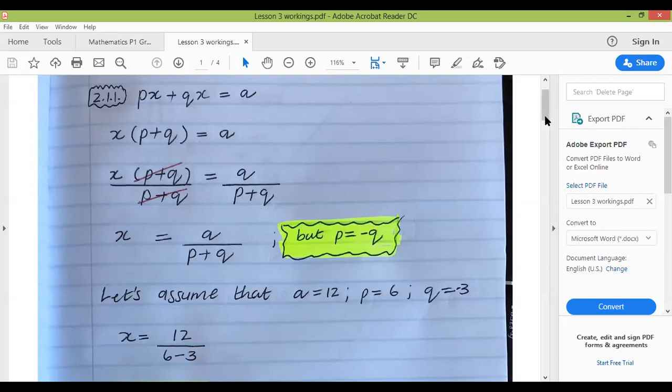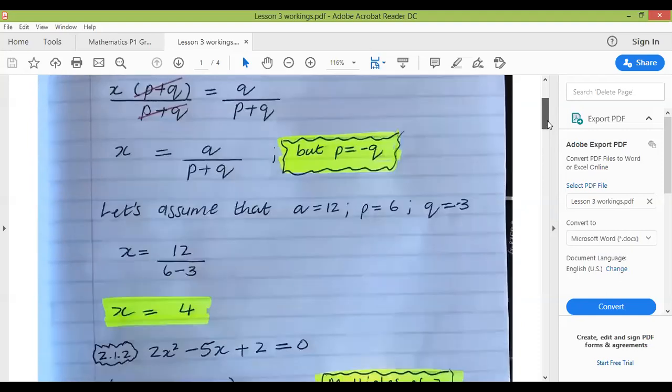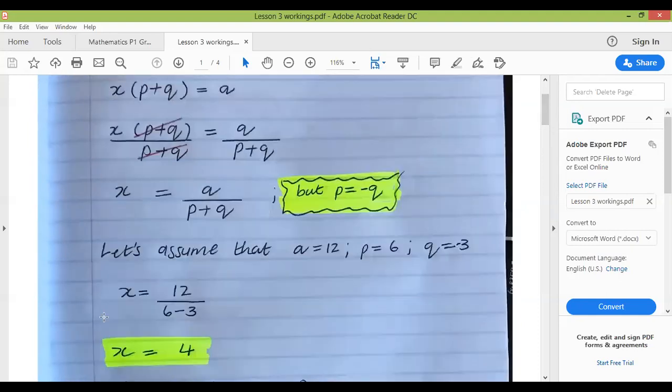Then I've tried to tweak this question, guys. I've tried to play around with this question. This was not required, but sometimes substitution understanding matters. That's why I said to you, let's assume that A is equal to 12, P is equal to 6, and Q is equal to negative 3.